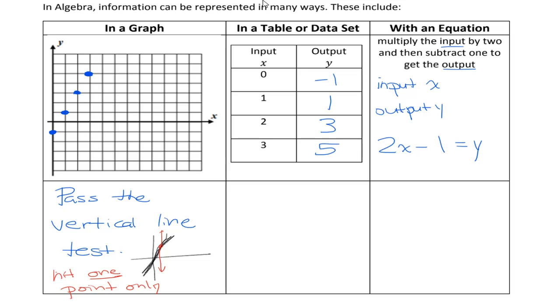If I have a graph and I draw a vertical line and somewhere on that graph I can draw a vertical line and it hits 2 points, then it is not a function. And we will look at some examples in class.